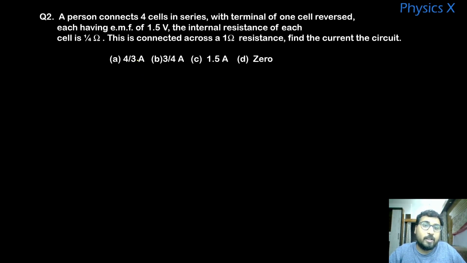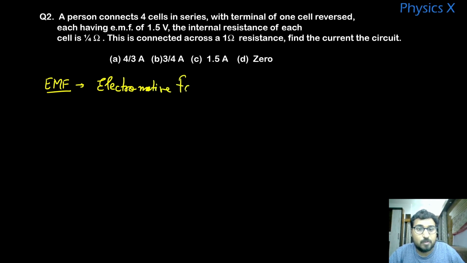So a person connects four cells in series with the terminal of one cell reversed, each having an EMF of 1.45 volts. So let me tell you something about this EMF. This EMF stands for electromotive force.